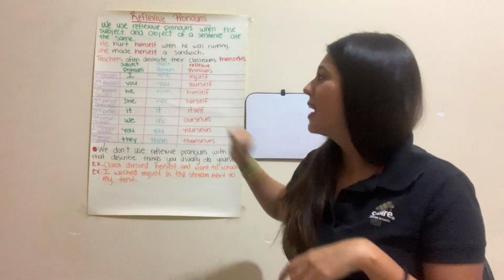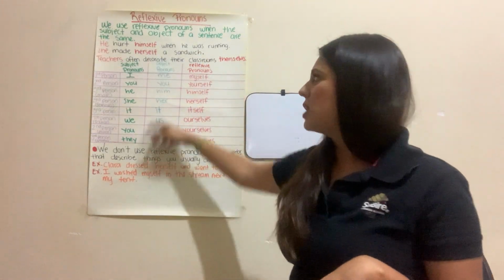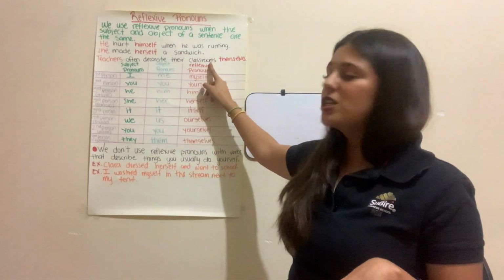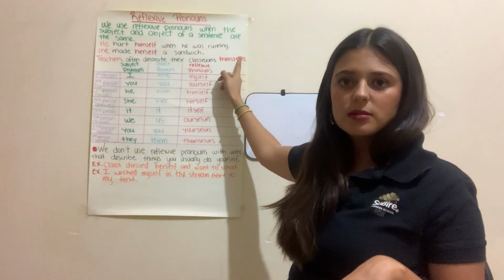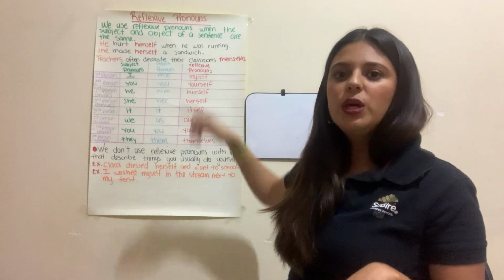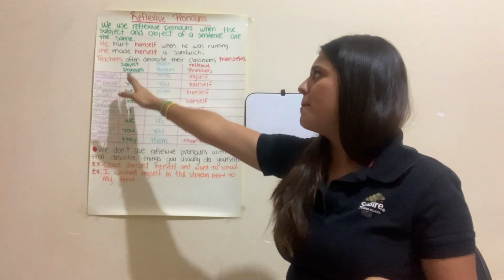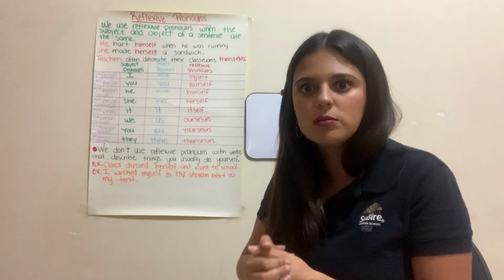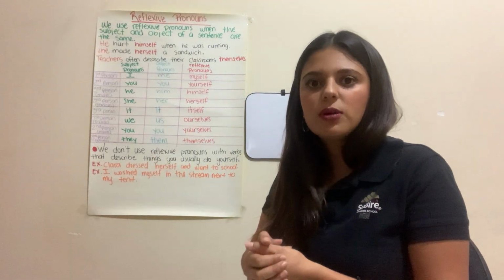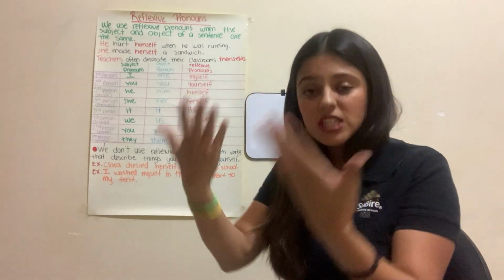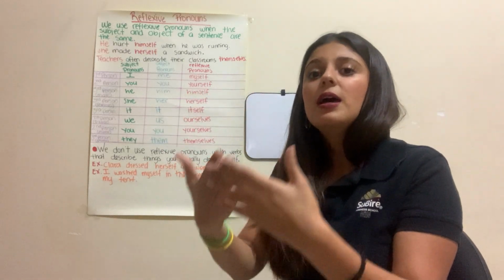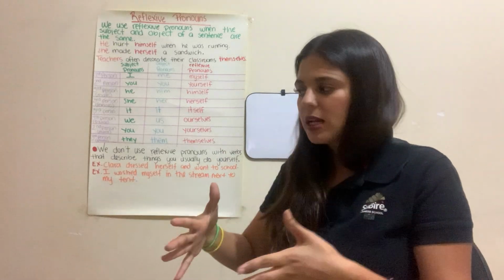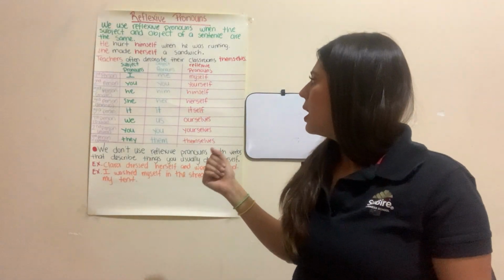reflexive pronouns. Another example says: teachers often decorate their classrooms themselves. Okay, themselves, we use it for them. So the teachers, who decorated the teachers' classrooms? Well, they did. Okay, so that's when we use it: the teachers decorated their classrooms themselves. Okay, let's keep moving.